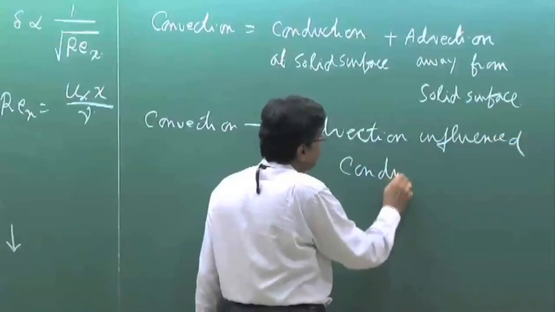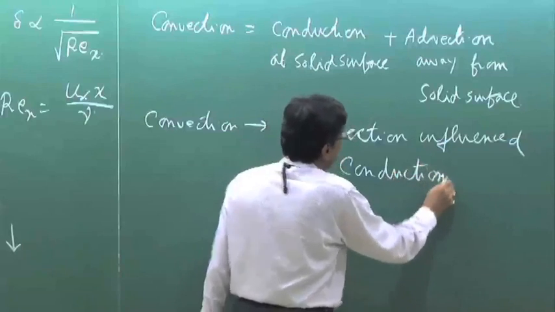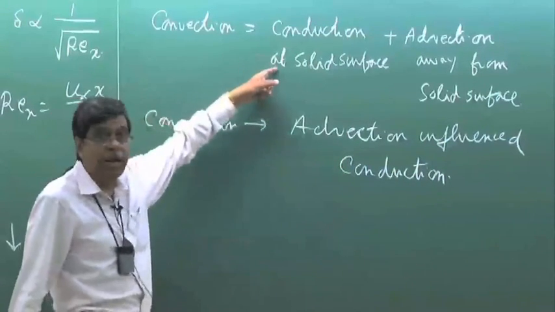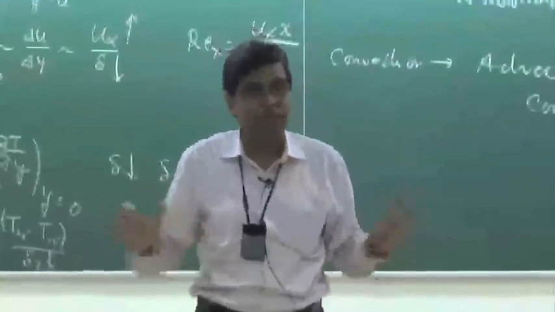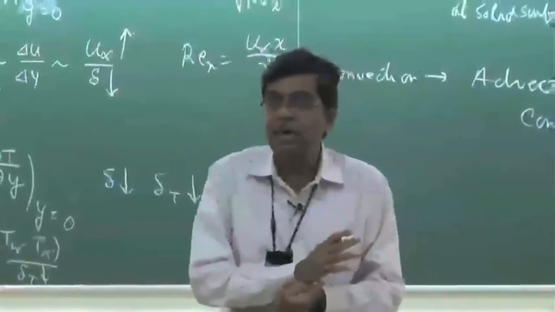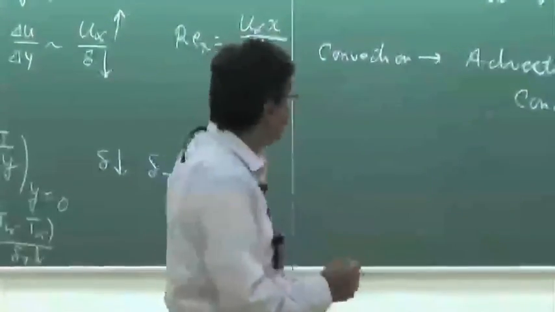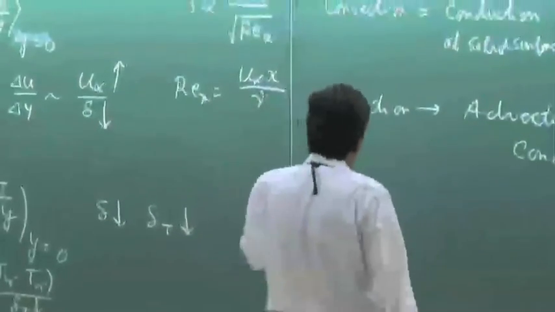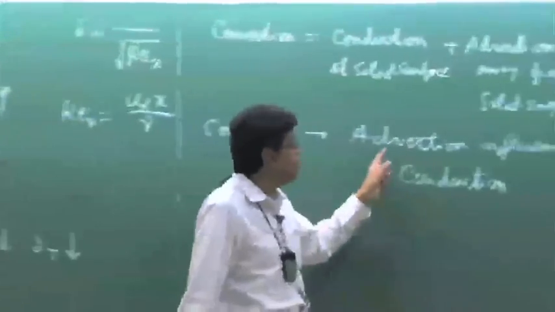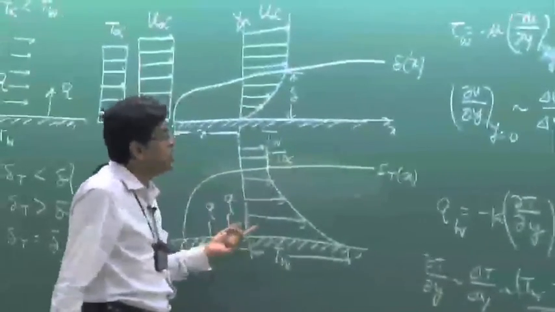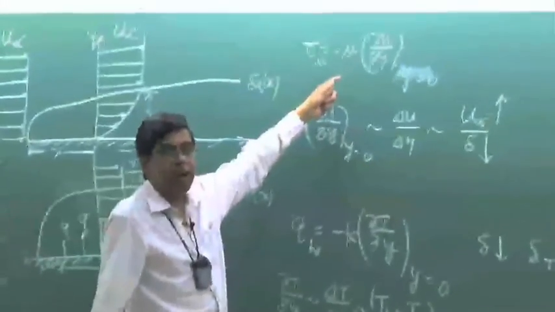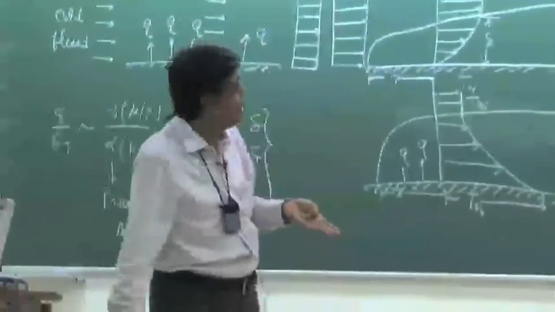You may find in some books that convection is a phenomenon which comprises conduction from the solid surface plus the advection in the fluid flow mainstream away from the solid surface. But I add this: convection is nothing but advection-influenced conduction, because the heat transfer is basically by the conduction which is being affected by the advection. Is it clear?